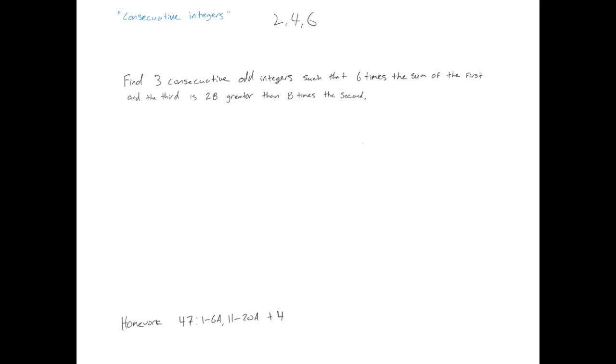So now let's just jump into this crazy word problem and don't freak out as we read it. Find 3 consecutive odd integers such that 6 times the sum of the first and the third is 28 greater than 8 times the second. Exactly what I thought. What? So first of all, realize what we're trying to do is come up with 3 consecutive odd integers.